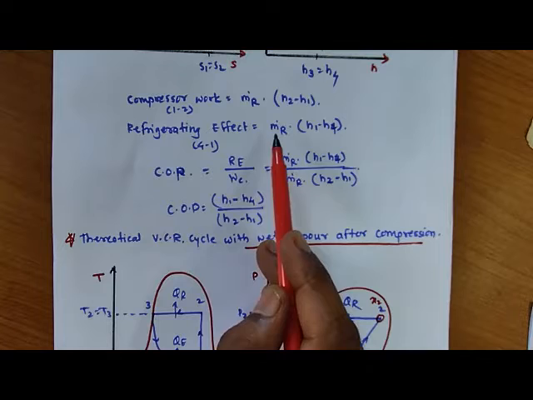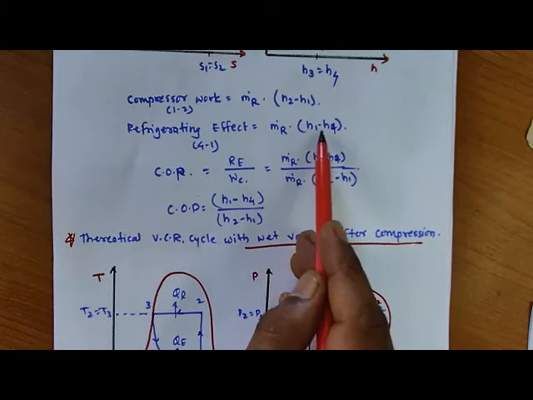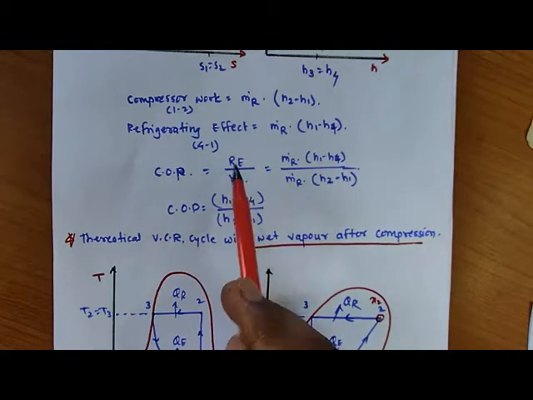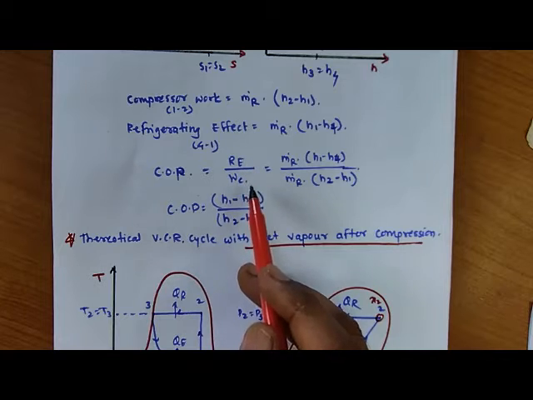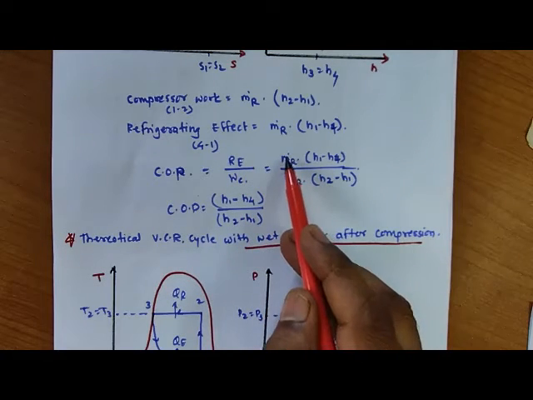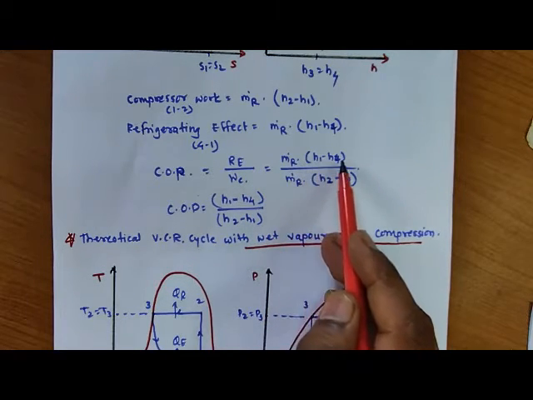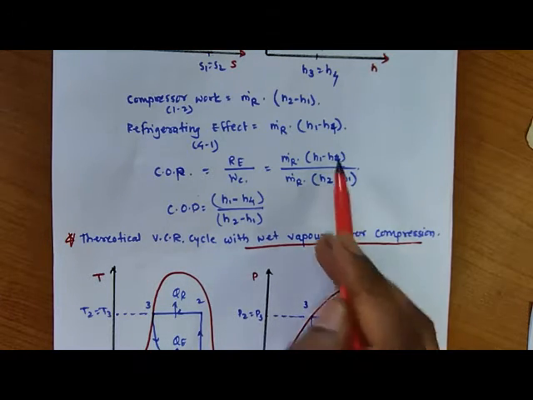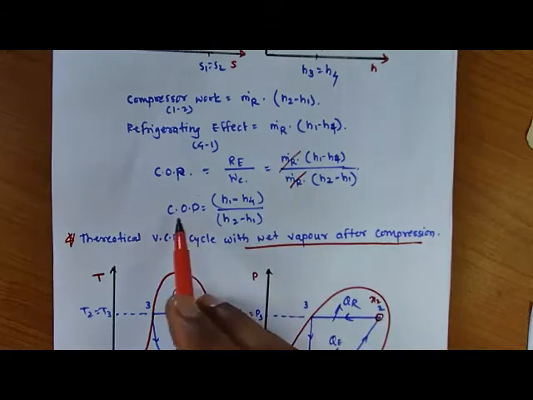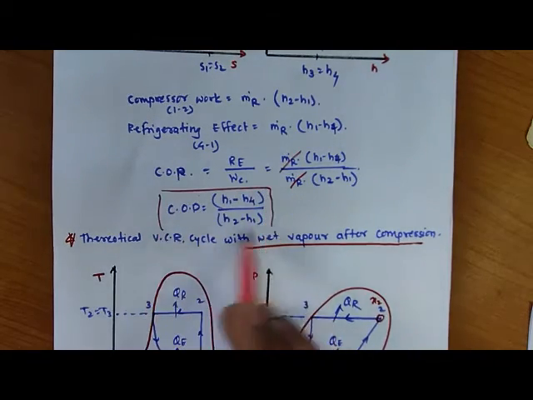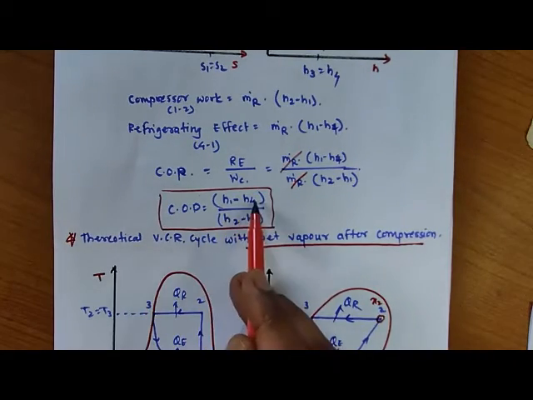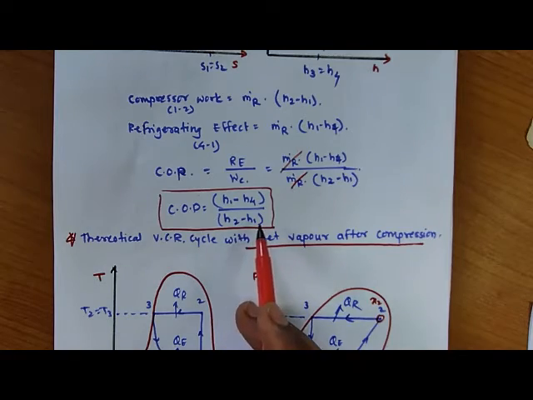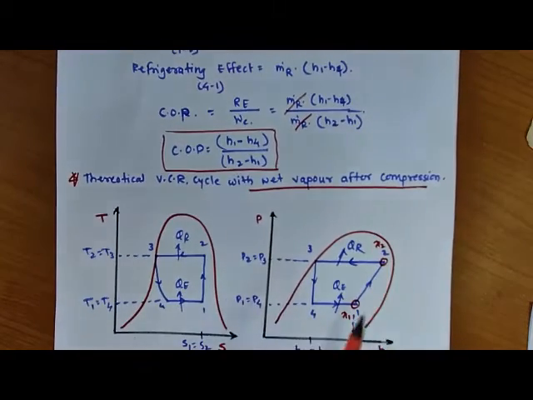Refrigerating effect is equal to mass flow of refrigerant multiplied with H1 minus H4. And COP is again refrigerating effect divided by work done, which is equal to mass flow of refrigerant multiplied with H1 minus H4 divided by mass flow rate of refrigerant multiplied with H2 minus H1. So if you cancel this, we will get the COP as H1 minus H4 divided by H2 minus H1. Same formula we can apply for the second type also.